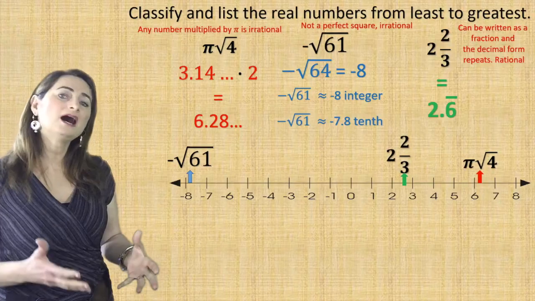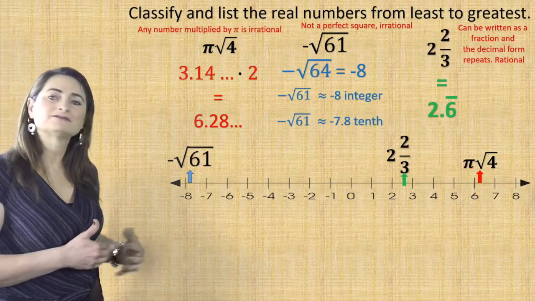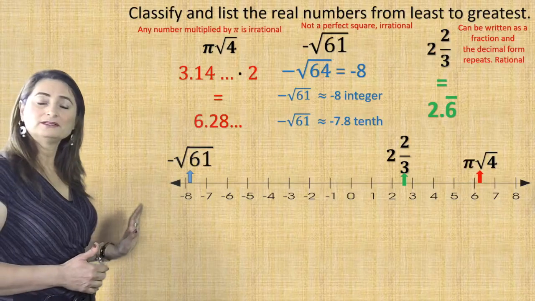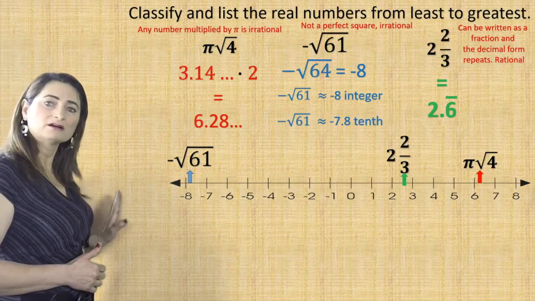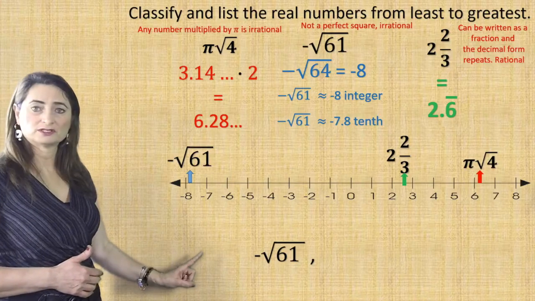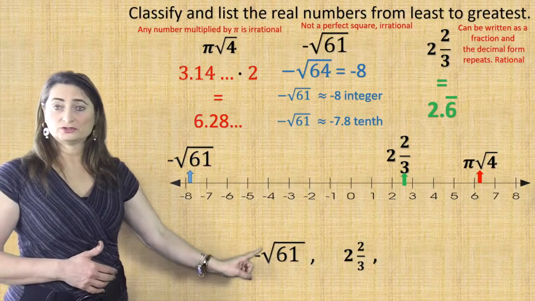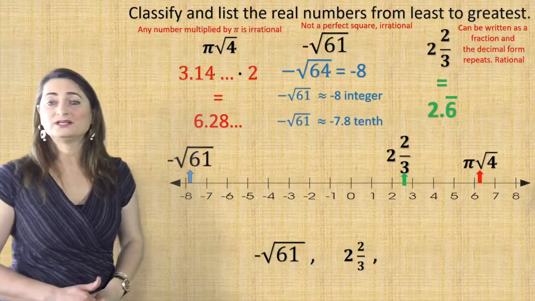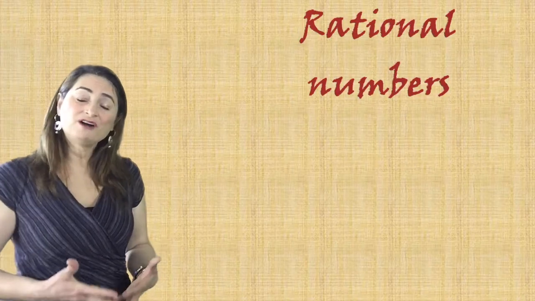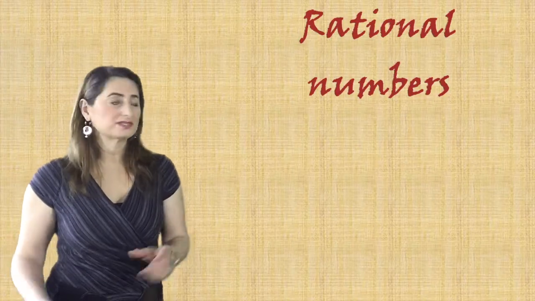Now I know how to organize them or list them from least to greatest. Look at the number line, start from the negative or the far left of the number line, which is negative square root of 61, then 2 2/3, and the last one, or the biggest number, is pi times the square root of 4. So let's review now what we learned so far about rational numbers.